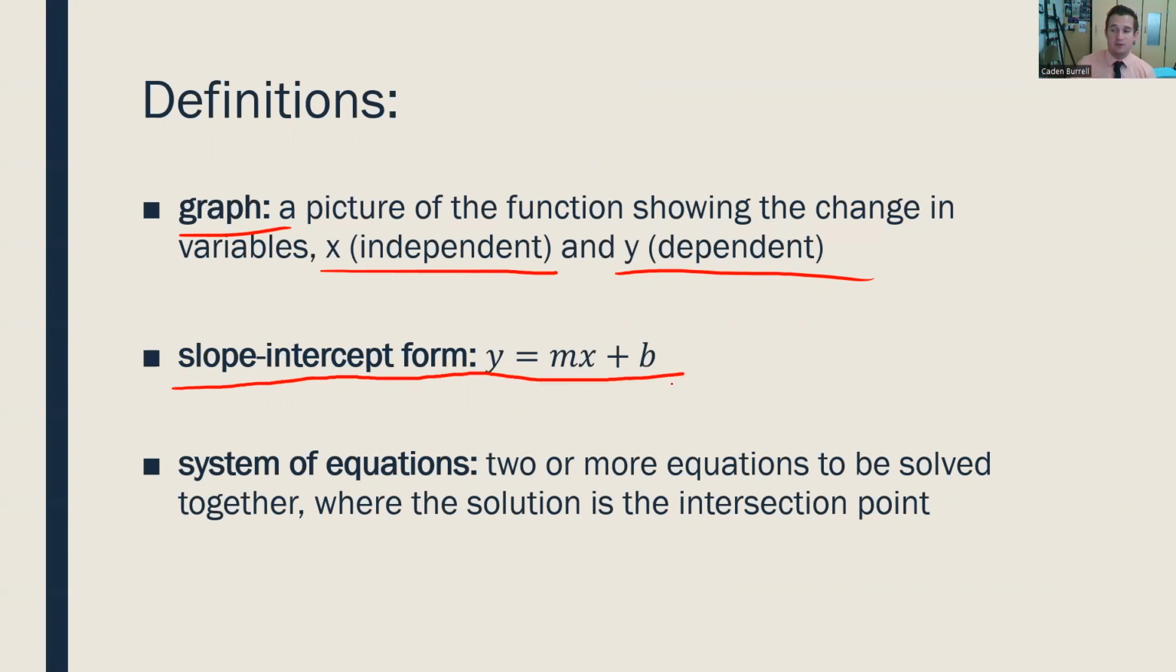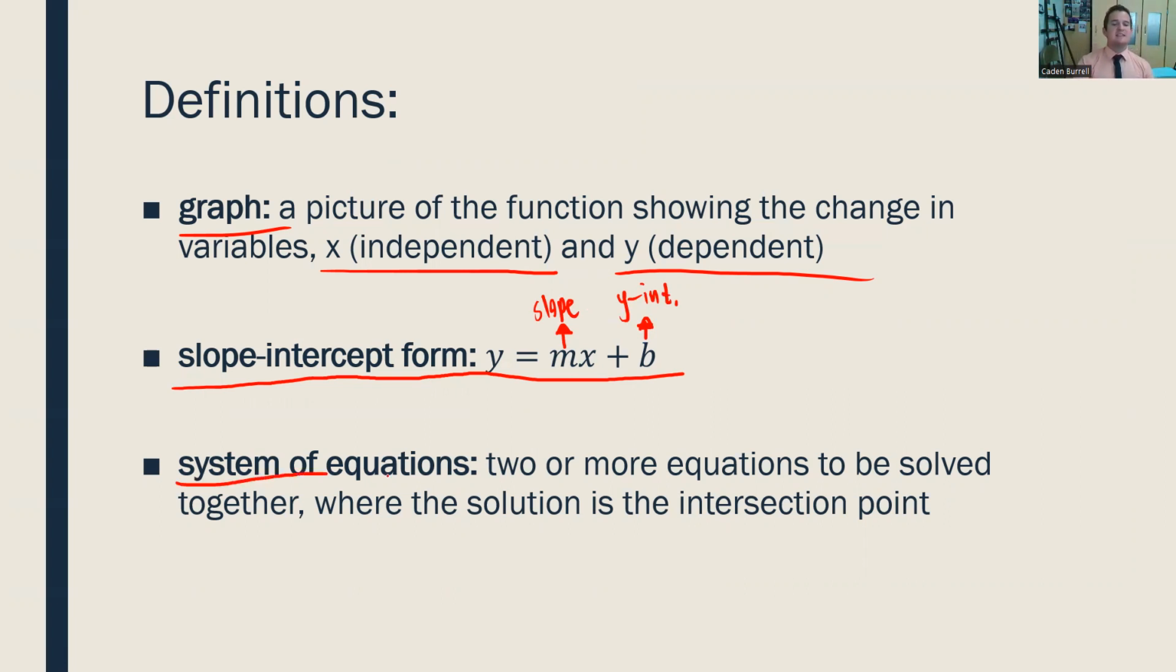Slope-intercept form that we're going to use a fair amount today is y equals mx plus b. You're probably familiar with this form and recognize that m represents the slope of the line and b represents the y-intercept, or where that line crosses the y-axis.